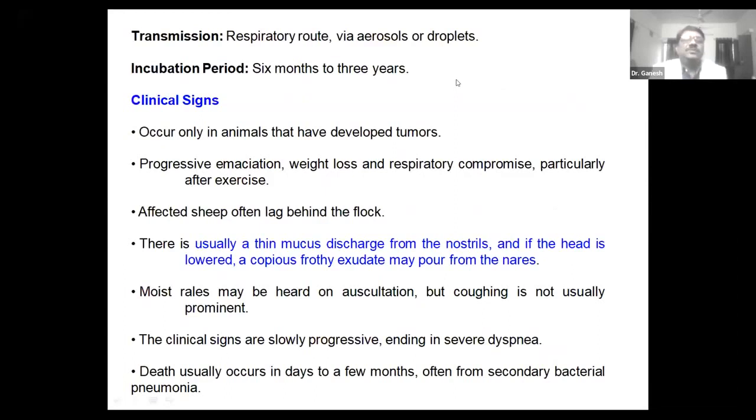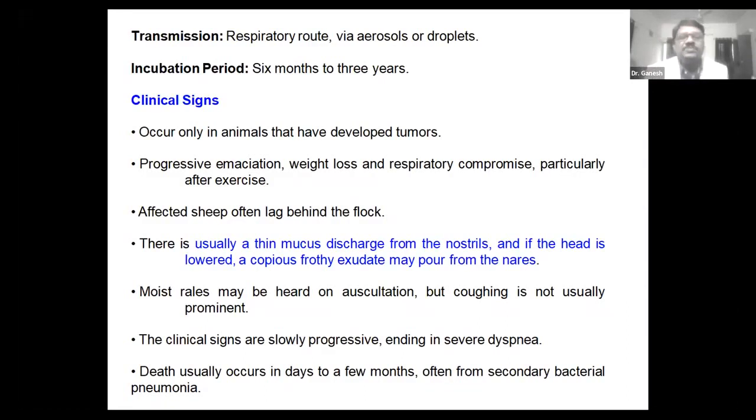The incubation period is 6 months to 3 years. If you see clinical symptoms, generally they occur in animals 2 to 4 years of age. There will be progressive emaciation, weight loss, and respiratory compromise, particularly when the animal is made to go fast. You will find labored breathing and the like. These affected sheep always lag behind the flock.